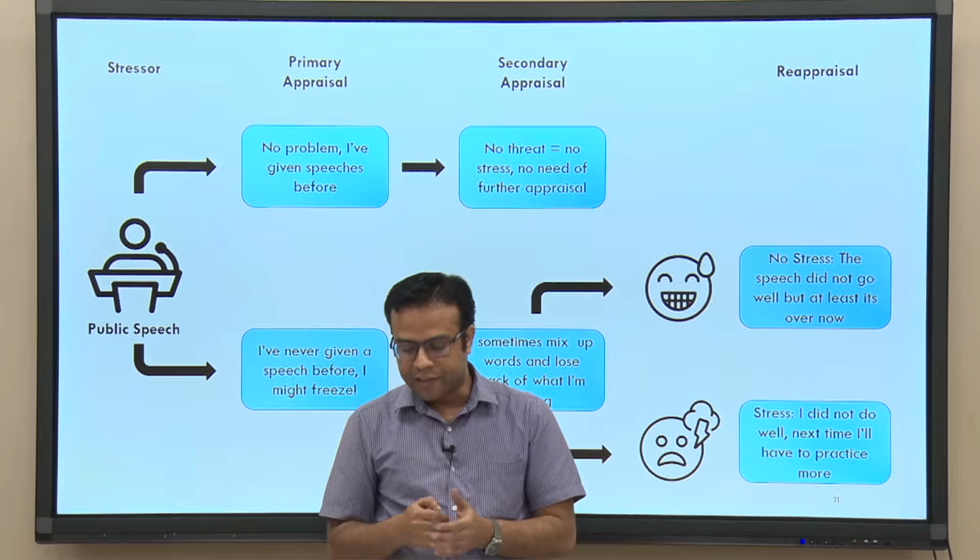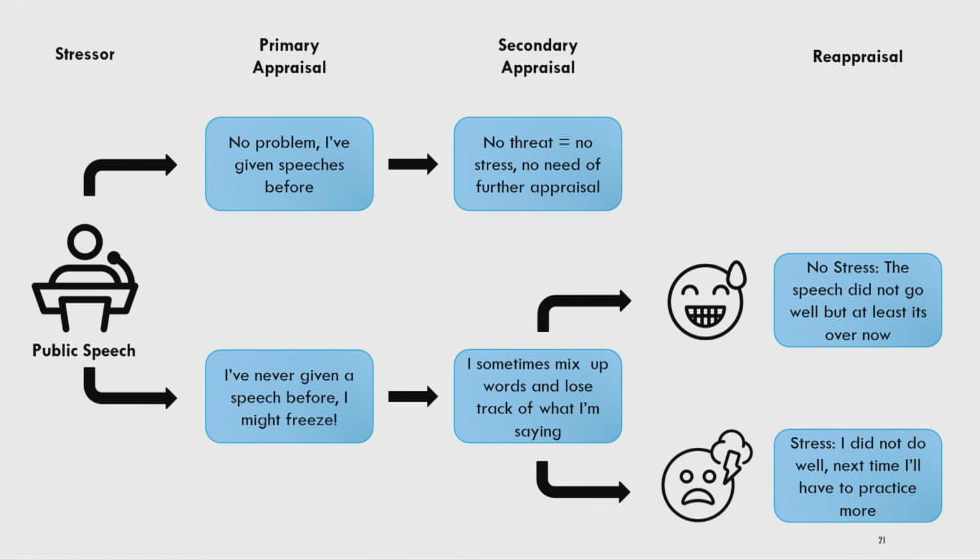And in the reappraisal, you may say, for example, the speech did not go well, but at least it is over now. So, you may feel a little relaxed because of how you are reassessing based on the feedback. Or the stress may still continue when you say, I did not do well, next time I will have to practice more, so that a similar thing does not happen again. All these things may happen at the reappraisal phase, based on the feedback of the situation, and there may be consequences.